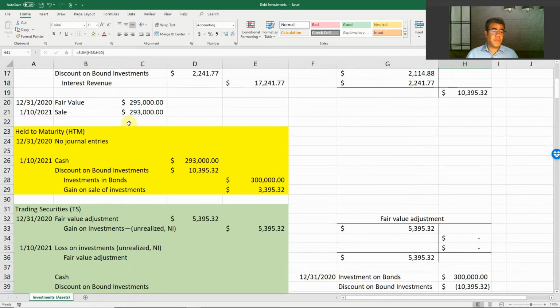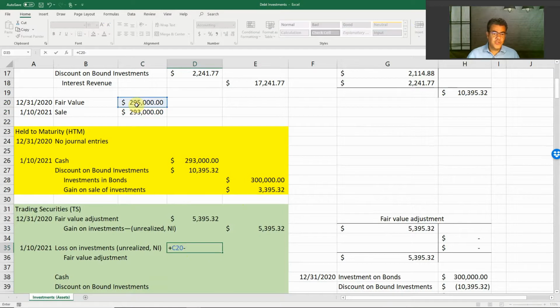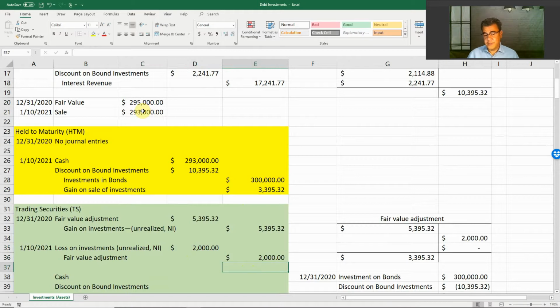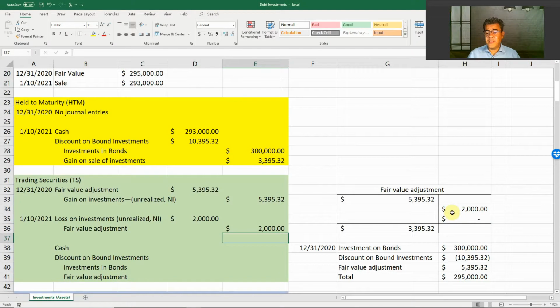January 10th. First of all, we need to adjust our fair value. Here we have a decrease, $2,000. So we have a loss here. How much is our loss? 295 less 293. And the fair value is here. So now the fair value adjustment is $3,000 instead of 5 because we decreased it by 2.